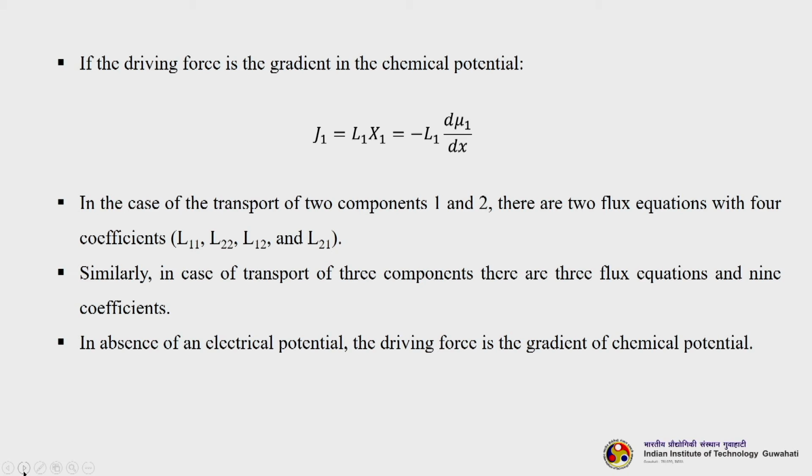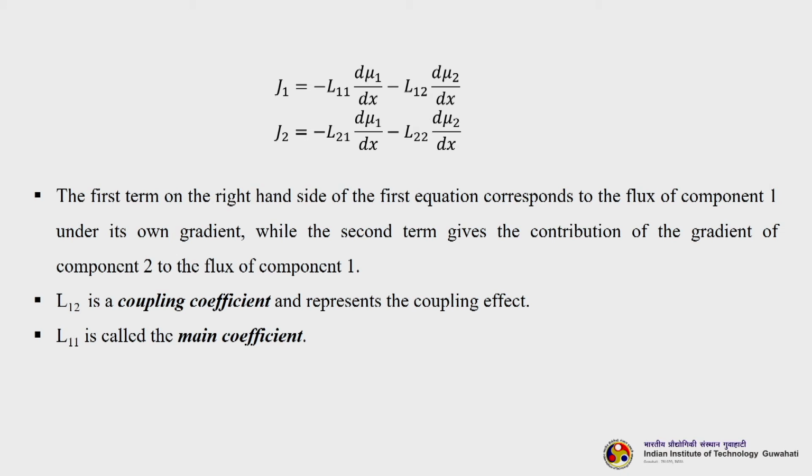Now, in case of the transport of two components, 1 and 2, there are two flux equations with 4 coefficients, which can be expressed as L11, L22, L12 and L21. Similarly, in case of transport of 3 components, there are 3 flux equations and 9 coefficients. In absence of an electrical potential, the driving force is the gradient of chemical potential. Just have a look at these two equations. J1 equals minus L11 d mu 1 by dx minus L12 d mu 2 by dx, and J2 equals minus L21 d mu 1 by dx minus L22 d mu 2 by dx.